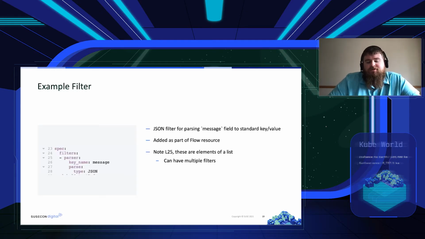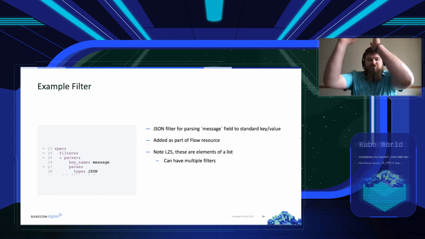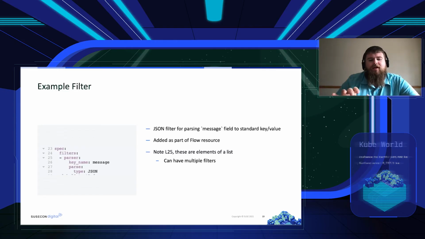An example filter is shown on the screen here. This is a basic JSON filter for parsing the message field into standard key value separators. What would happen here is when a log entry comes through our flow, I'm visualizing a pipe of log entries. When a log entry comes through our flow here, we would take a look at the message field on that log entry.